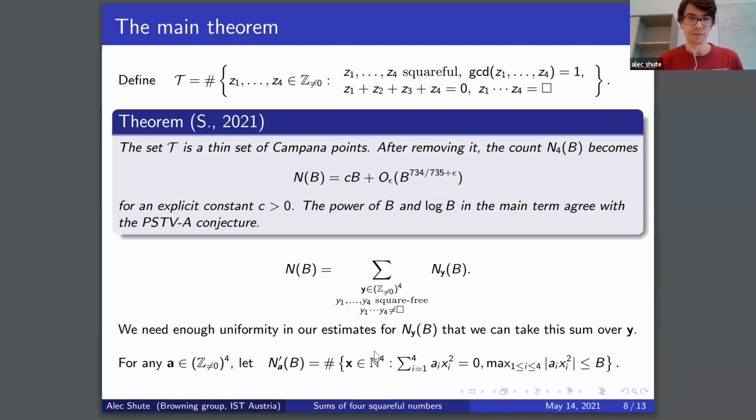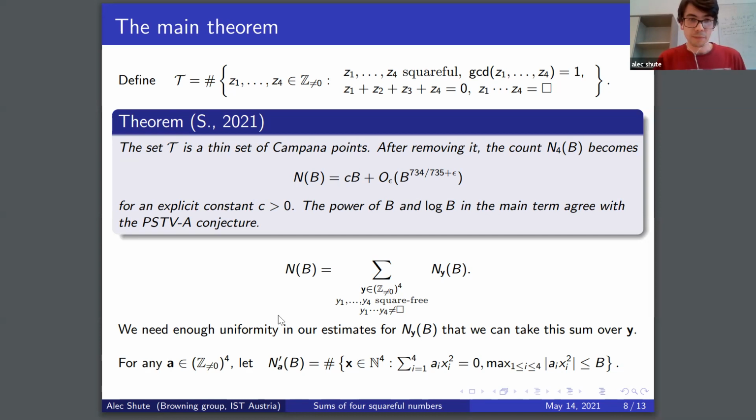Motivated by this, we define a set T, and this consists of all of the non-zero integers z1 up to z4, which are squareful, coprime, sum to 0, and also such that their product is a square. Saying that the product of these is a square is the same as saying the product of the y's is a square. So this is the set that we're going to have to remove if we want any hope of getting a constant times B in our asymptotic.